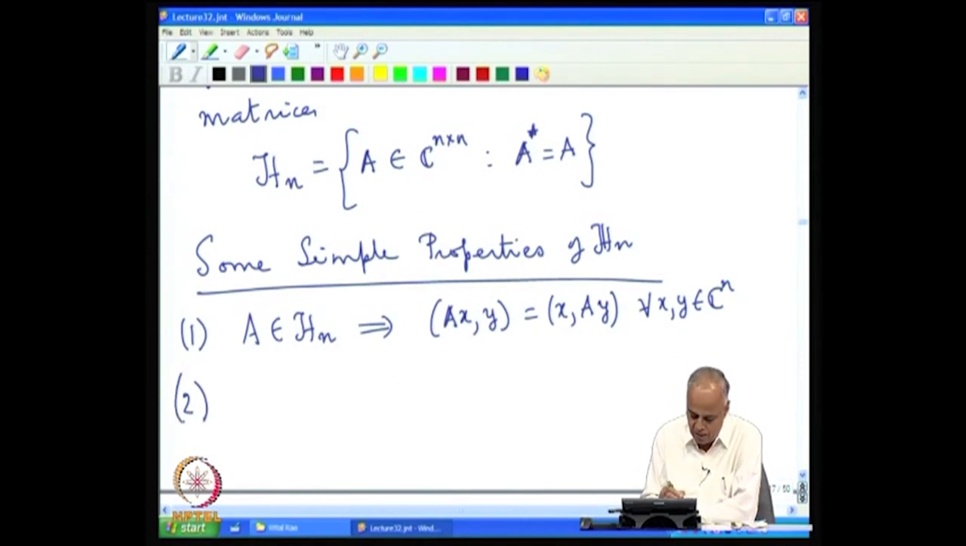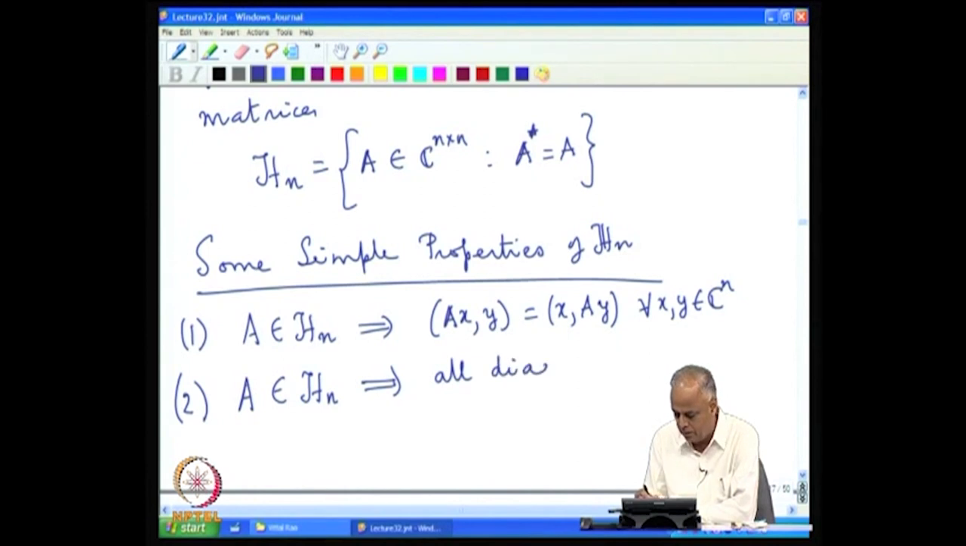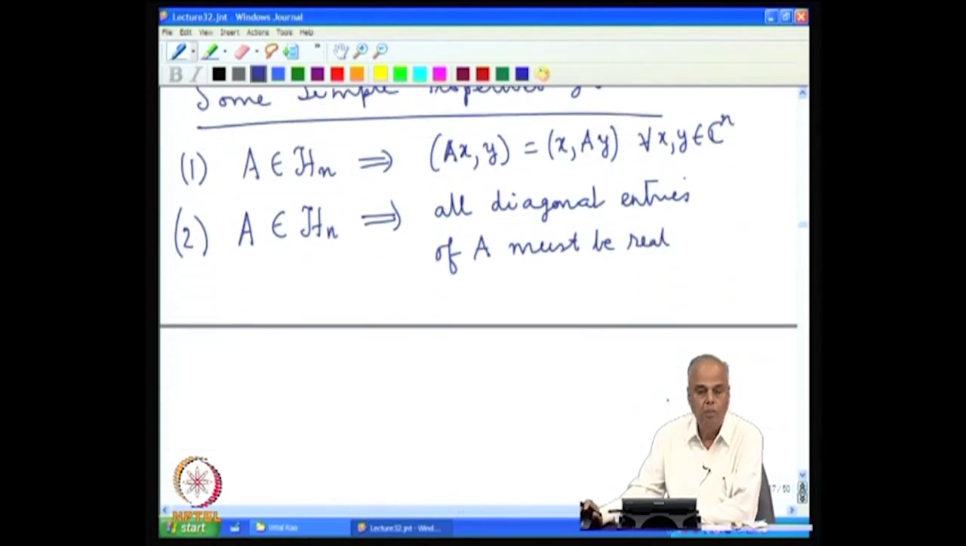The second is, as we observed above, if A belongs to Hn, then all diagonal entries of A must be real.